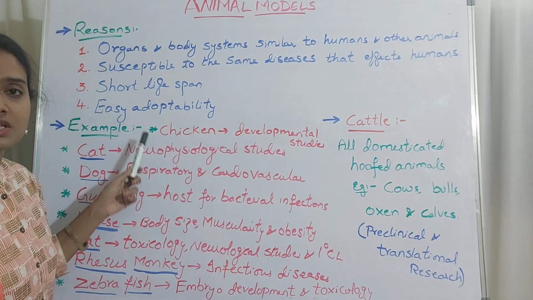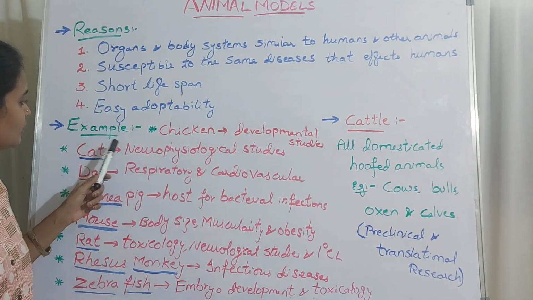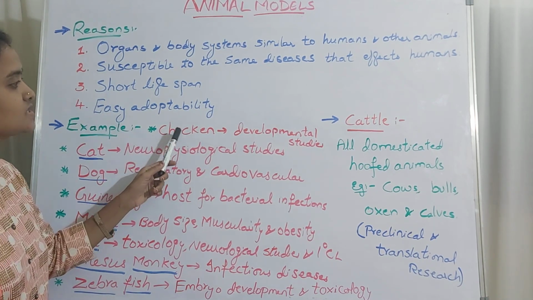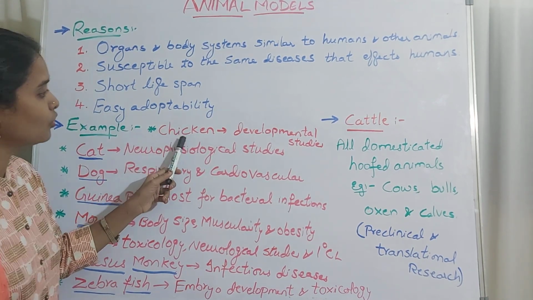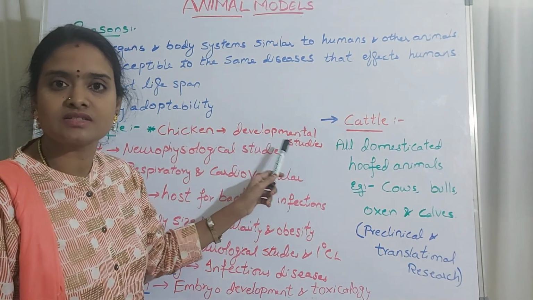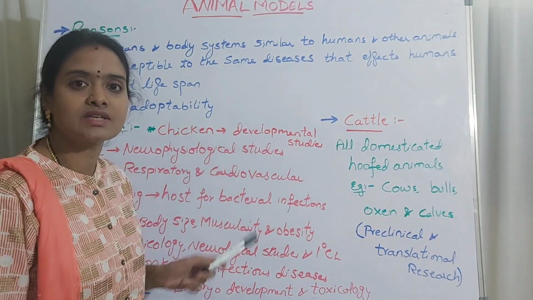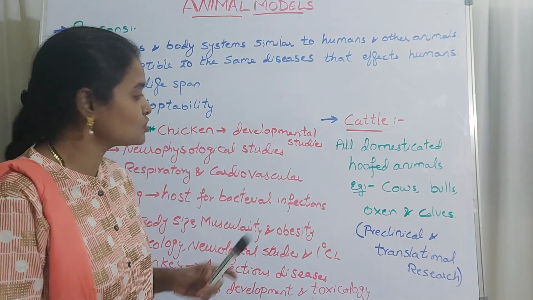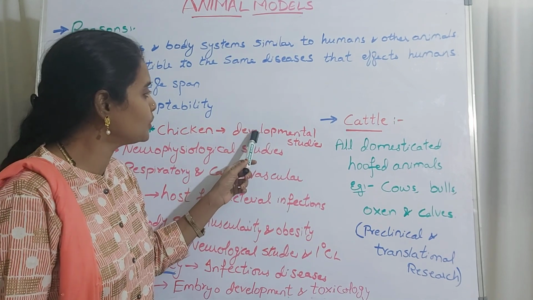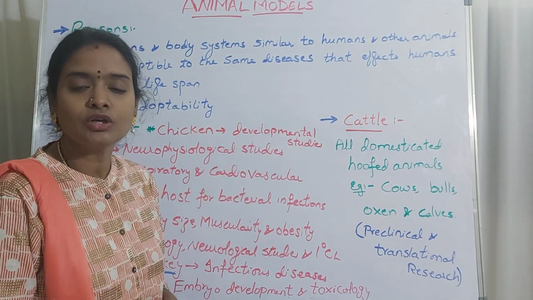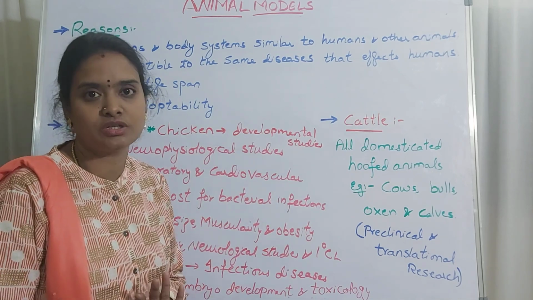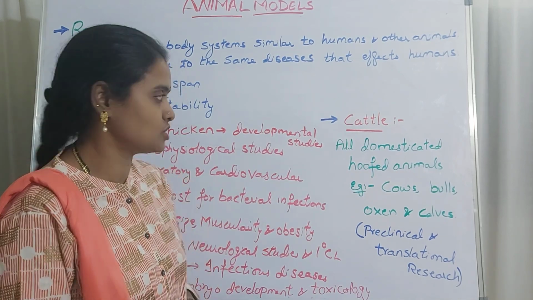So let us see some of the examples. We have several examples here. First is chicken. In chicken, what are they studying? They are studying developmental studies. As chicken is an amniote, you can study embryo development, and micromanipulation can also be studied in chicken.